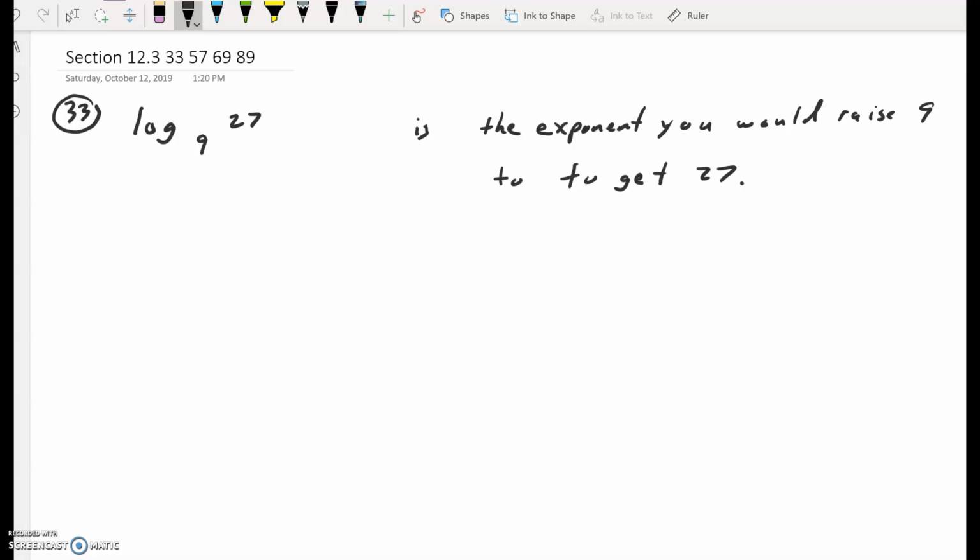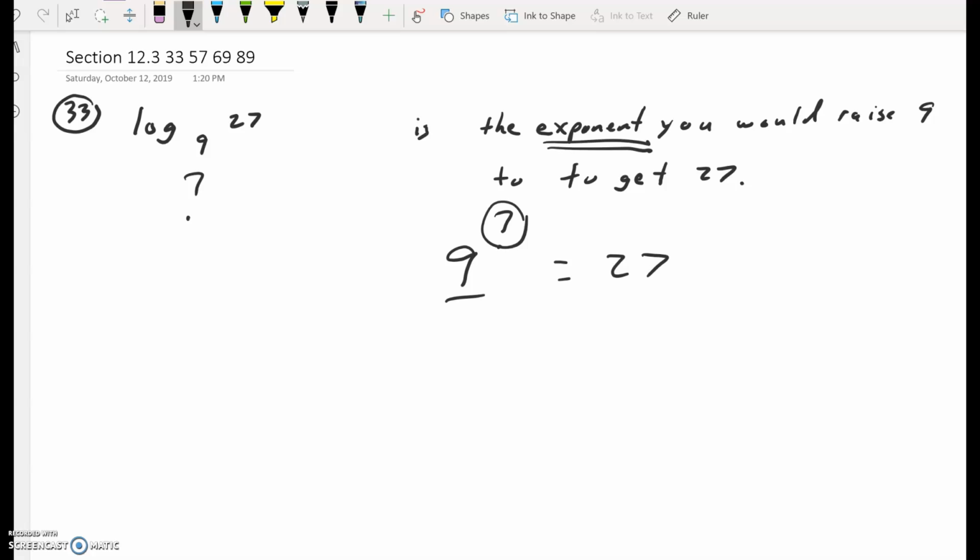So what is the log base 9 of 27? It is the exponent or power you would raise 9 to get 27. So if this is a question mark, what is it? It is the power. You see where I put the question mark? I put it where the power of the exponent is. It's the power you would raise 9 to get 27. What is that power that you would raise 9 to get 27?